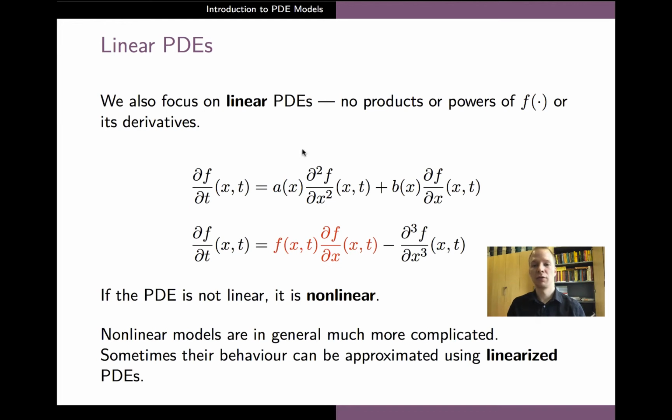For example, of the two equations on this slide, the second one is nonlinear due to the first term on its right-hand side, which includes a product between the unknown function f and its derivative. On the other hand, the first equation is linear, since linear equations are allowed to contain products of the unknown function and its derivatives with some known coefficient functions like a and b here.